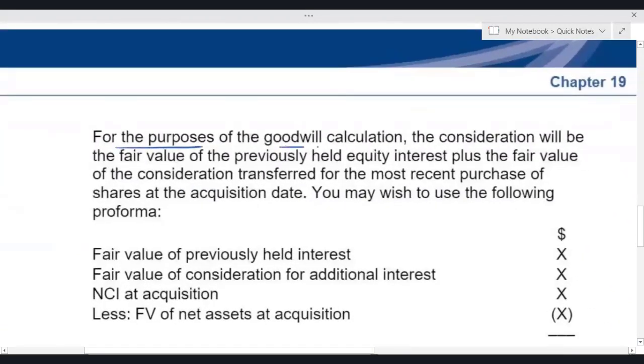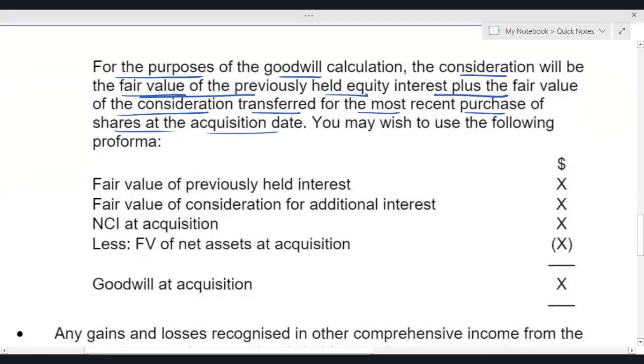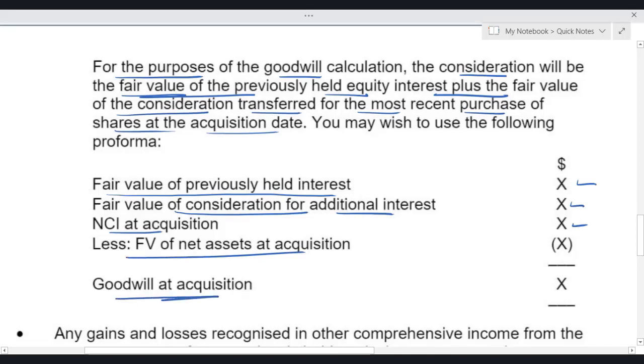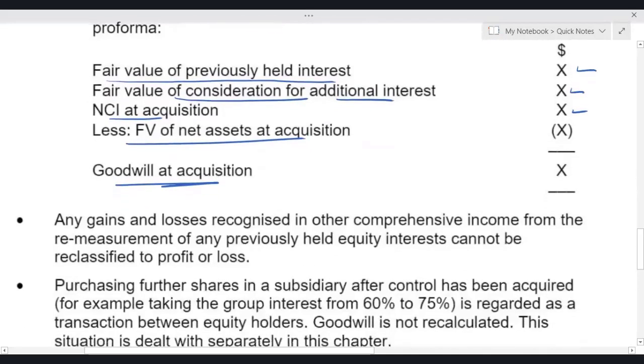For the purposes of goodwill calculation, the consideration will be the fair value of the previously held equity interest plus the fair value of the consideration transferred for the most recent purchase of shares at the date of acquisition. Look at the proforma. Fair value of previously held interest. So you need to know the fair value of the previous holding. Add fair value of the consideration for additional interest. NCI at acquisition. Fair value of net assets at acquisition, and you will get goodwill at acquisition. And this goodwill calculation will only be carried out when you have got the control.